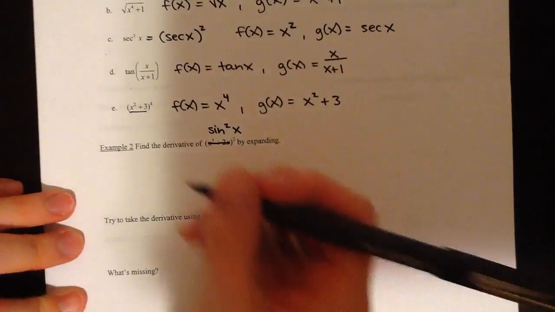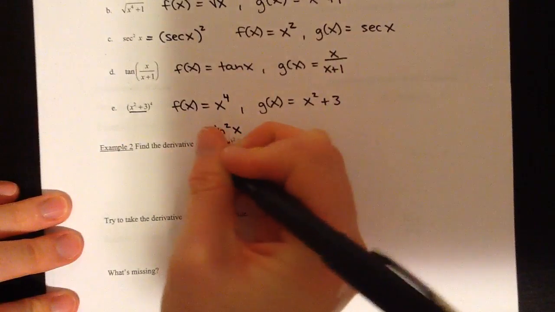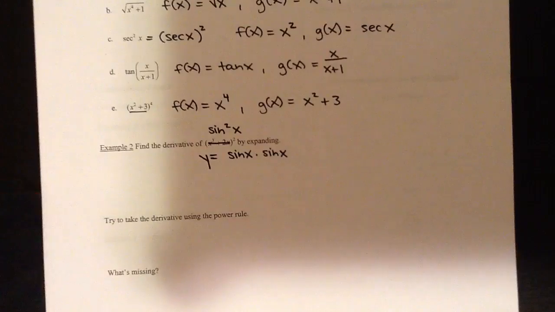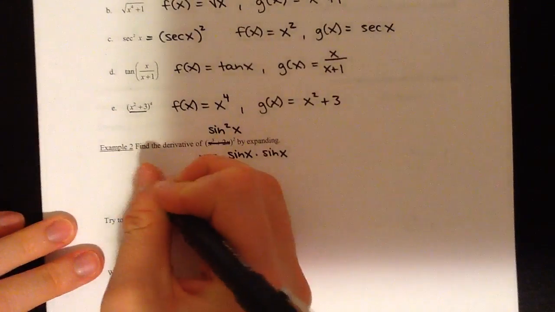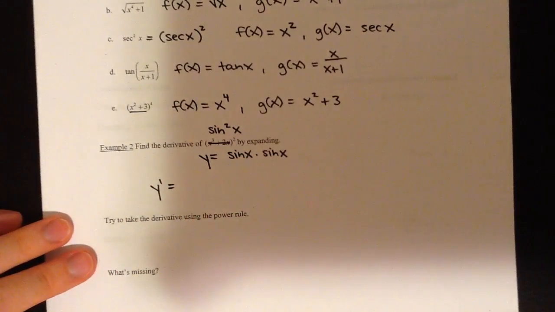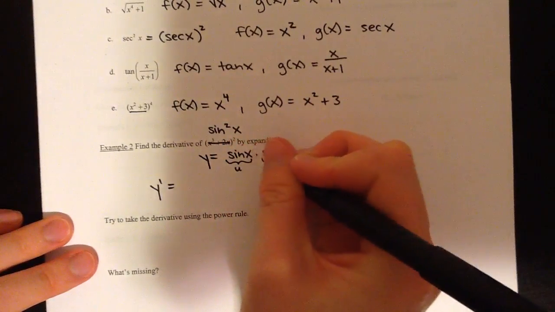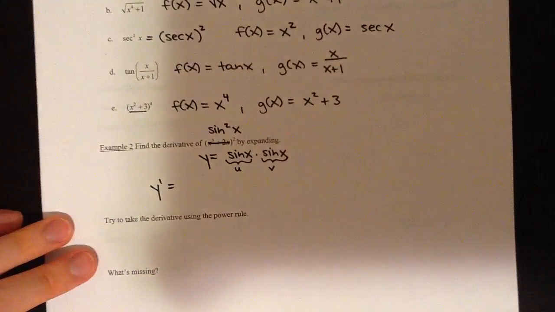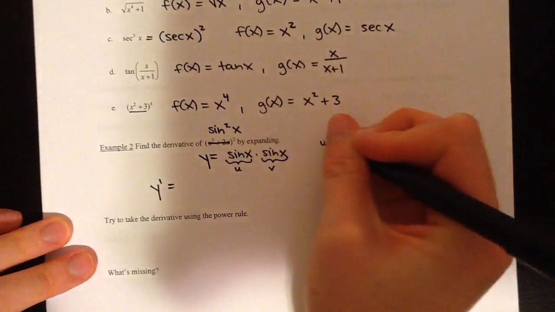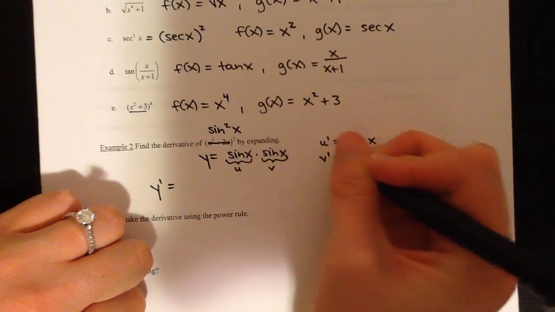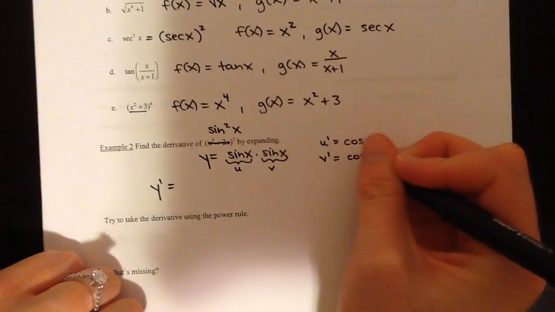So by expanding, that means that we are going to write y equals, instead of sine squared, sine x times sine x, which is exactly what sine squared means. It just means sine multiplied by itself twice. And so when we take the derivative, y prime, or we could write dy by dx if we liked the other notation, we do a product rule. So we do the first function, so this is going to be your function u in the product rule. This is going to be your function v. So over here, u prime is the derivative of sine, which is cosine. And then v prime is the derivative of sine, which also is cosine.